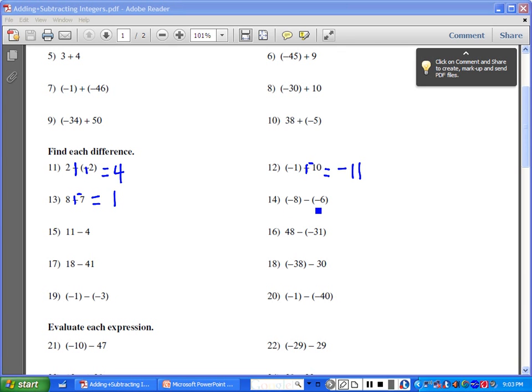Okay, let's try working number 14 on another page. Negative 8 minus a negative 6. So, of course, it's a subtraction problem, but with all subtraction problems, we're going to change the minus sign to a plus sign, and we're going to change the second sign to its opposite sign. So therefore, we have different signs. We're adding numbers with different signs.